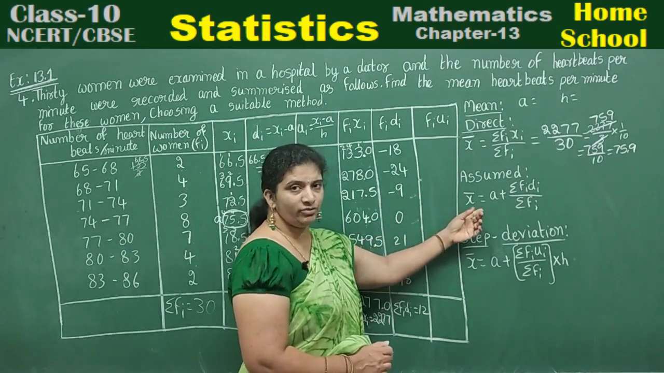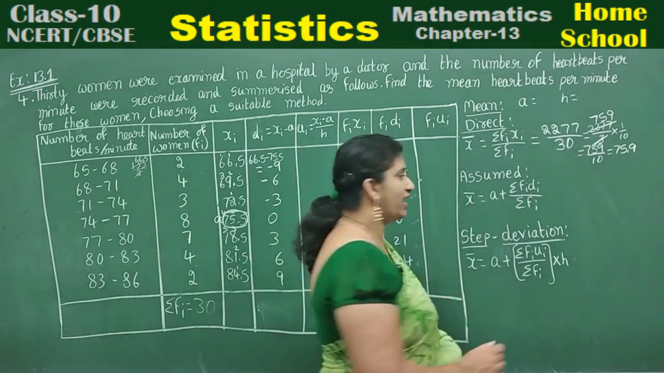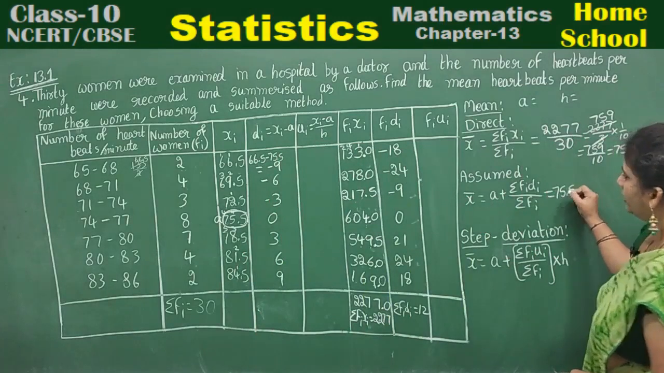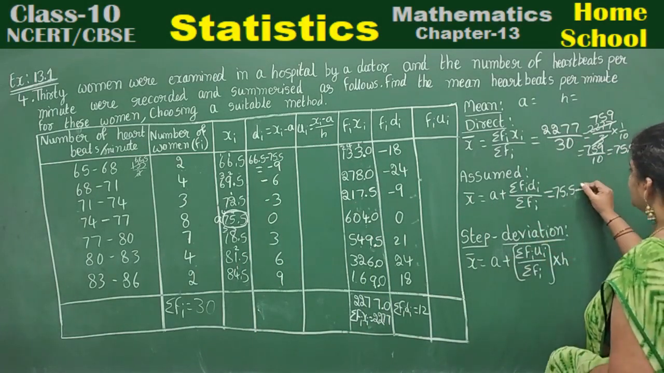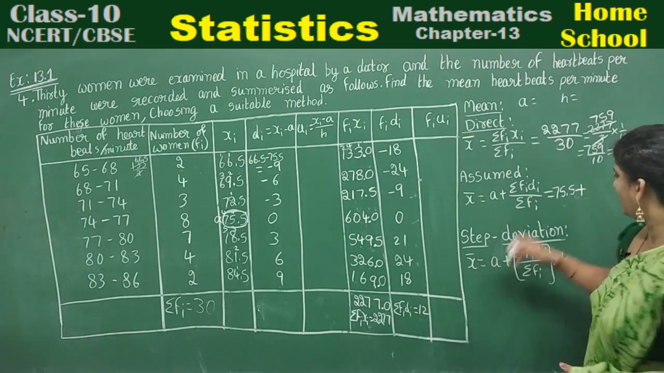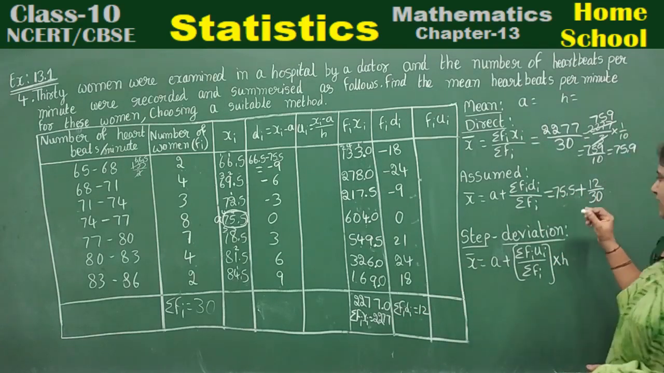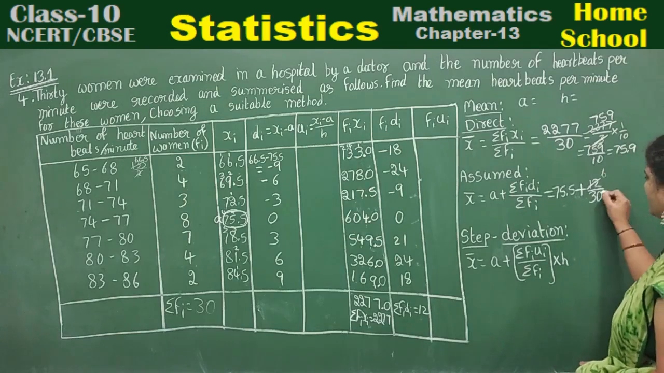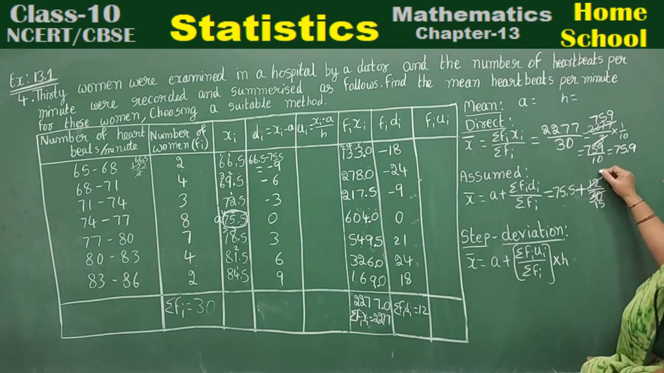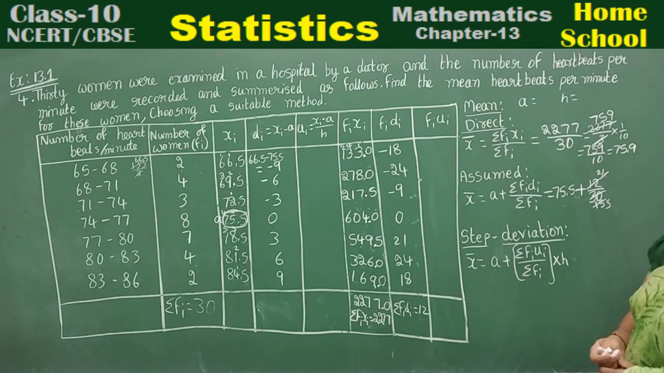Apply in formula, assumed mean method, x bar is equal to a plus summation Fi di by summation Fi. A value is 75.5 plus summation Fi di value is how much? Summation Fi di value is 12 by 30. 12 by 30, try to cancel here. 2 6s are 12, 2 15s are 30. Then again, 3 2s are 6, 3 5s are 15. 2 by 5, how can you write this?